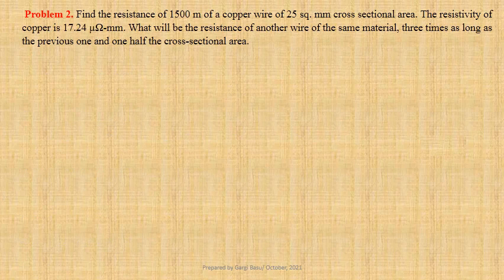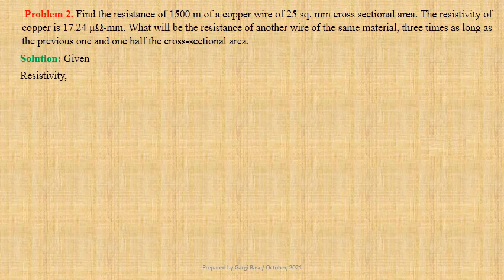We have to compute the resistance of 1500 meters of a copper wire of 25 square millimeter cross-sectional area. The resistivity of copper is 17.24 microohm millimeter. We also have to calculate the resistance of another wire of the same material 3 times as long as the previous one and 1/2 the cross-sectional area. Let us first write down the given data.